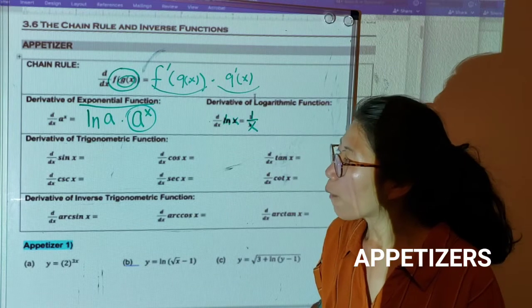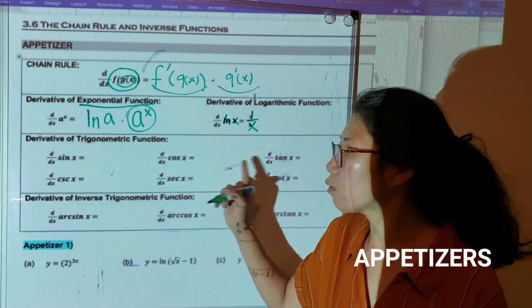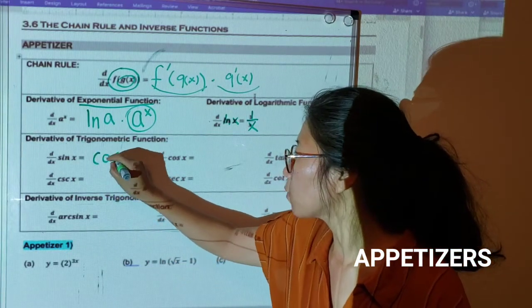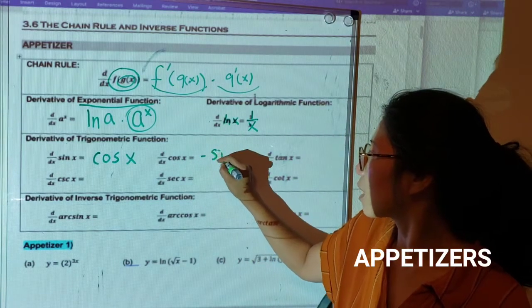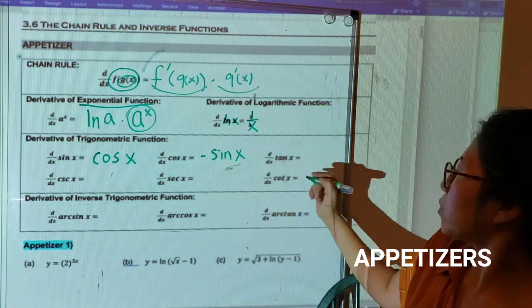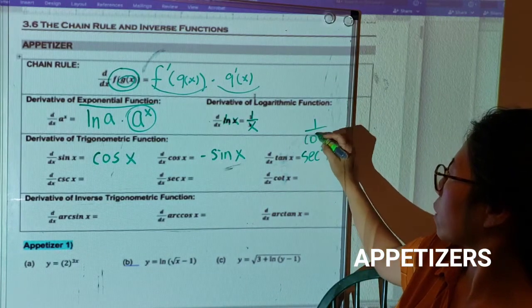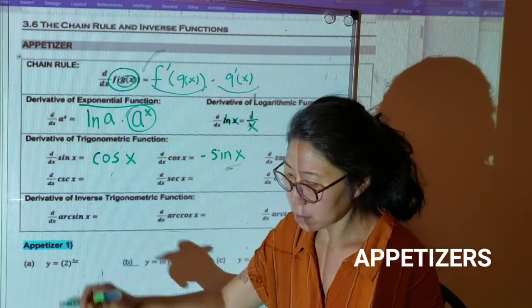Now I also want you to think about the derivatives of the trig functions. If you want to recall, you can pause it and write it down, or you can do it together with me. The derivative of sine x is cosine x. Cosine is negative sine x. Tangent is going to be secant squared x, or 1 over cosine squared x. I want you to know both ways. And then this is a tricky one.